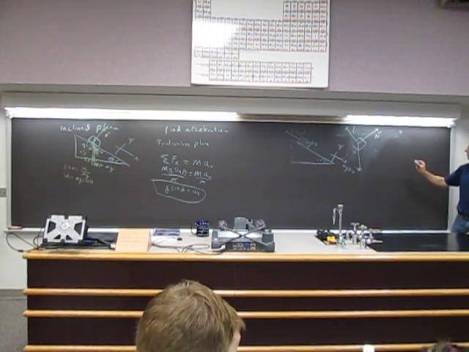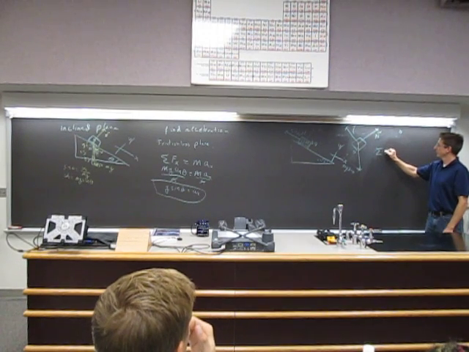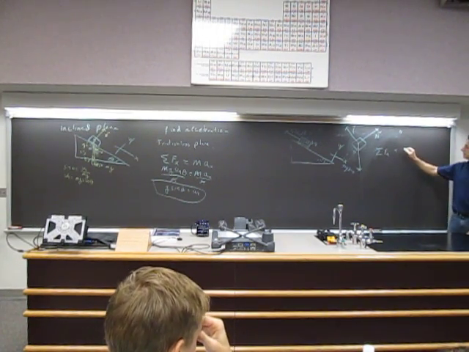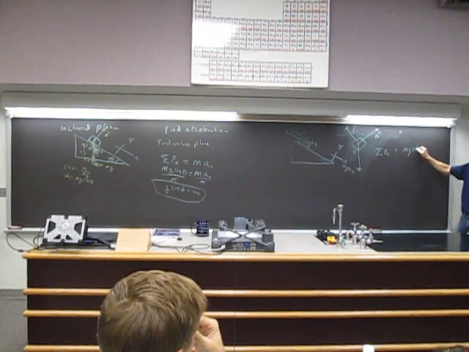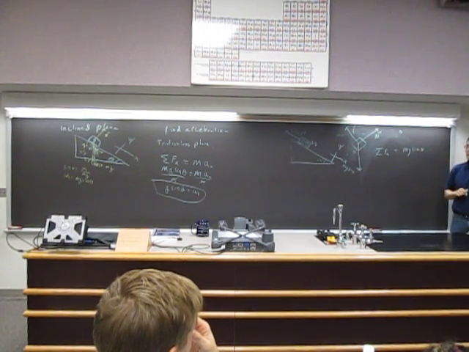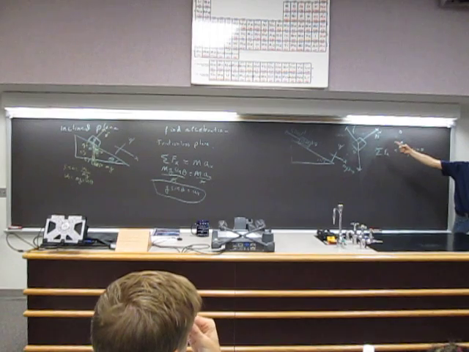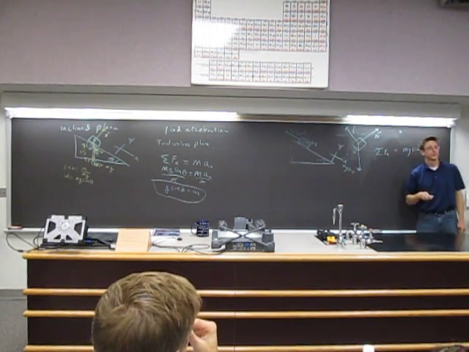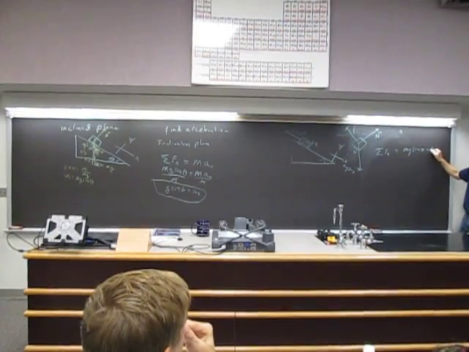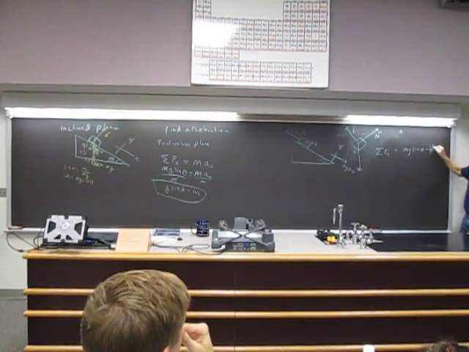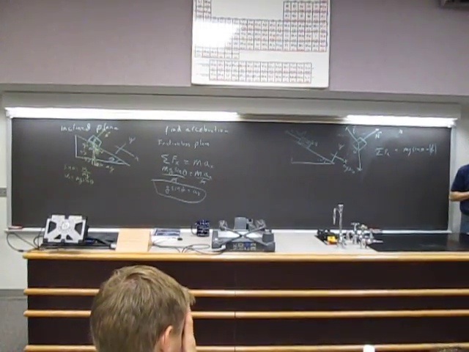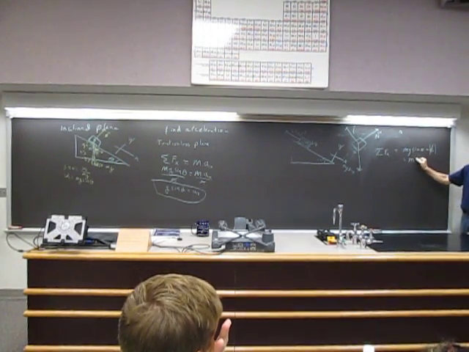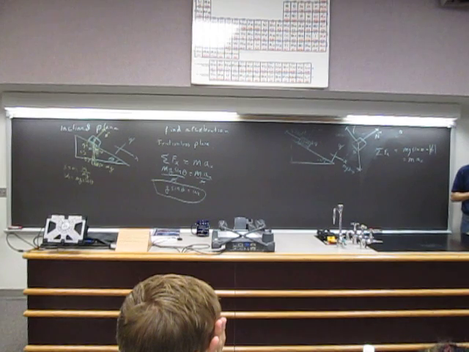All right, so the sum of forces in the x direction, what are they? mg sine of theta, minus the friction force, because that points in the negative x direction. Minus the magnitude of the friction force. And what's that equal to? Mass times acceleration in the x direction.